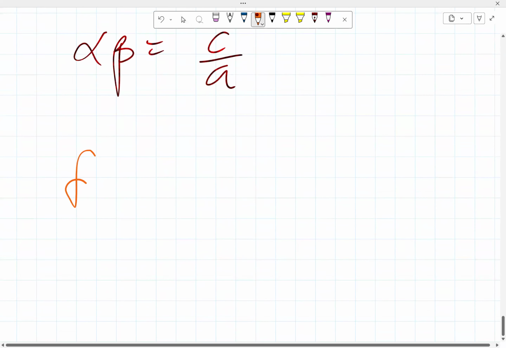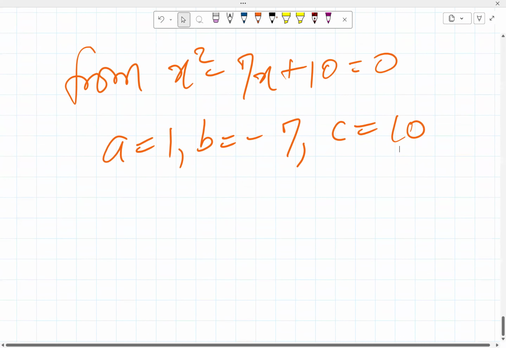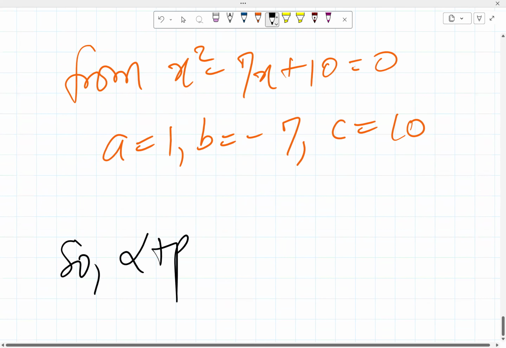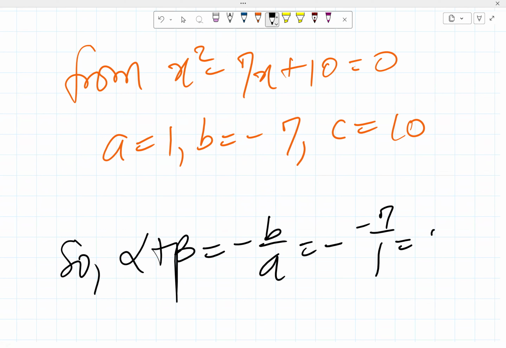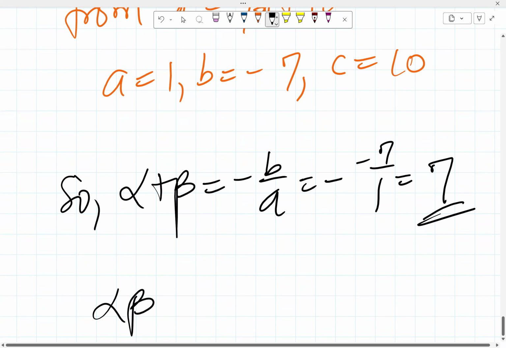So we say from x squared minus 7x plus 10 equals 0, we know that a is equal to 1, b is equal to minus 7, and c is equal to 10. So alpha plus beta is simply minus b over a, which is minus 7 over 1, which is simply 7. That's the sum of the roots. Then alpha beta, which is the product of the roots, will now be c over a. c is 10, a is 1. That's simply 10.